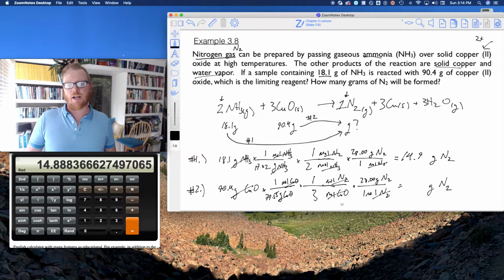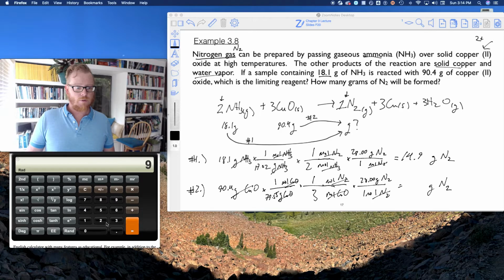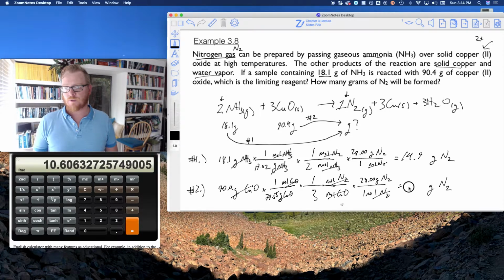That's going to be the unit of my final answer. So let's do the calculation. I'm going to do 90.4 times 28. Okay. Equals. And now I'm going to say divided by 79.55 equals. And now I'm going to say divided by 3 equals. Okay, 10.6 grams. 10.6 with 3 sig figs.